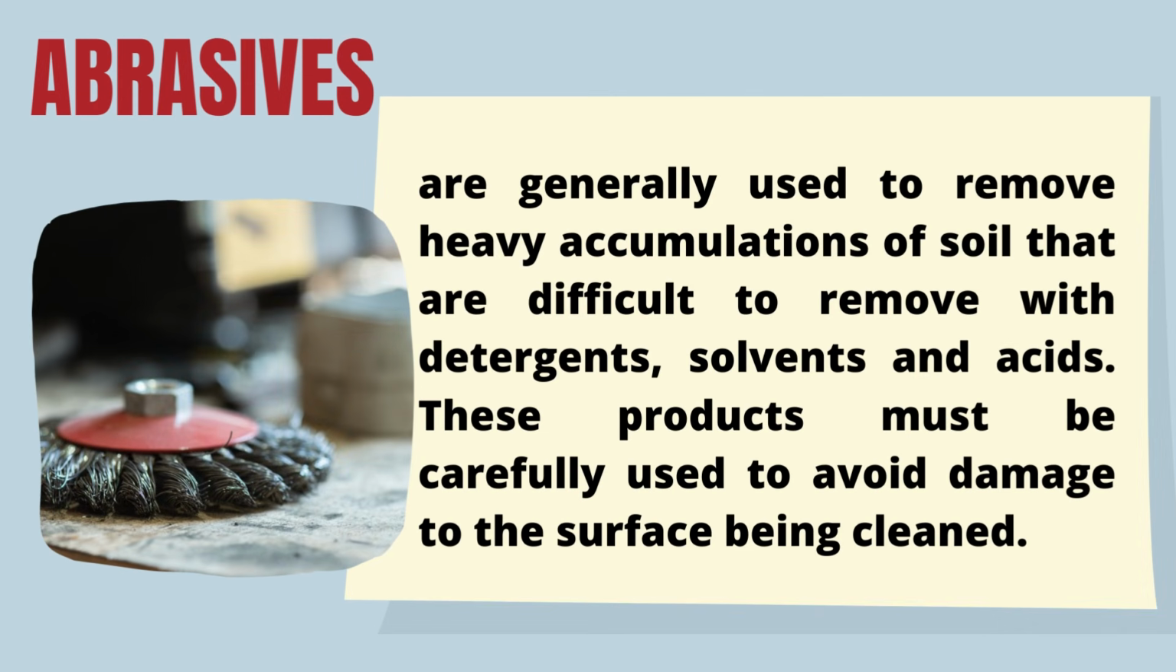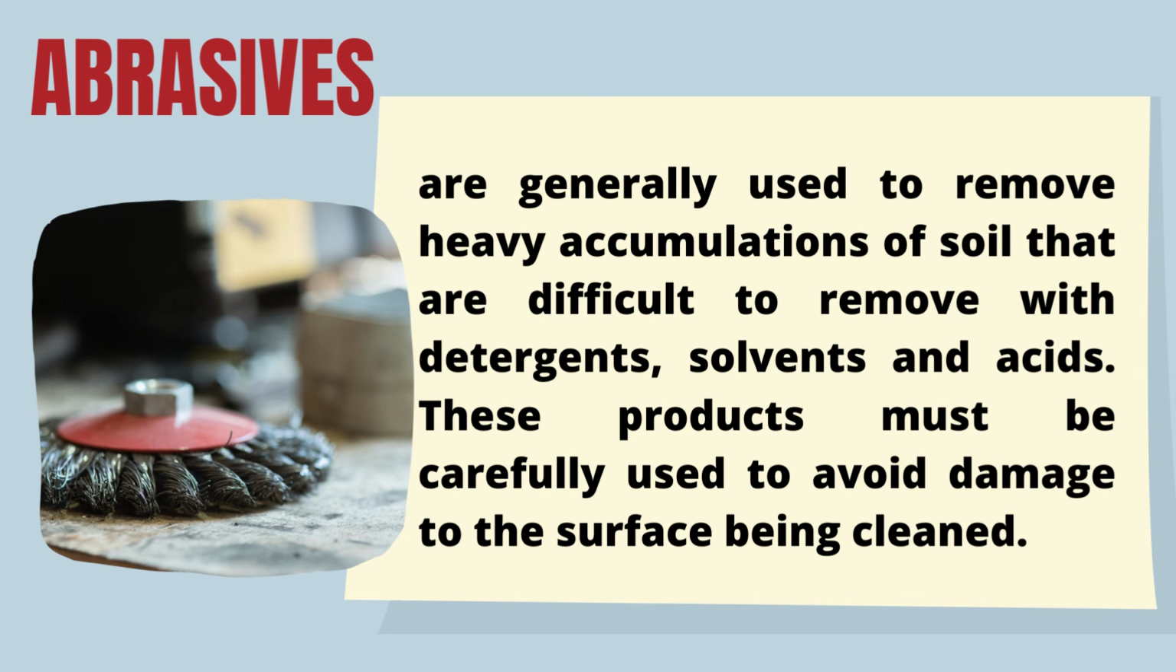Last one is abrasives. These are generally used to remove heavy accumulations of soil that are difficult to remove with detergents, solvents, and acids. This product must be carefully used to avoid damage to the surface being cleaned. So basically, ito na yung mga materials na ginagamit natin pantulong sa mga chemicals para mas mapabilis yung pagtatanggal natin ng dumi. Kaya lang, kailangan natin ng doble ingat kapag gumagamit ng abrasives kasi pwede itong mag-cause ng scratches or damage dun sa mga surface na nililinis natin.